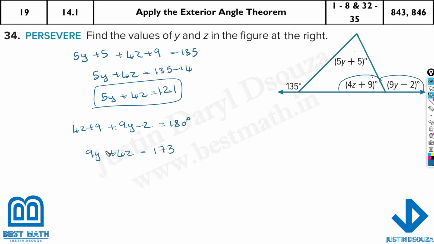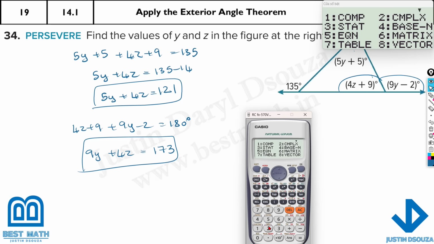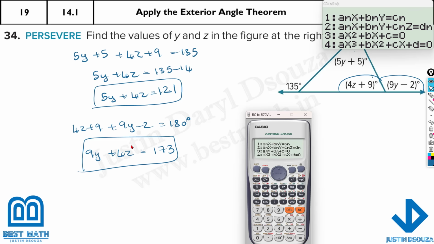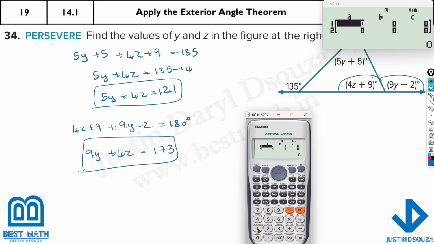Now we have two simultaneous equations. We can solve them. You can subtract them and solve. I'll just use the calculator here and solve it. So let's use mode 5 for equations, and look here, this is a plus b equals c. That's the first equation. Now let's write the coefficients. They are 5, 4 and 121.